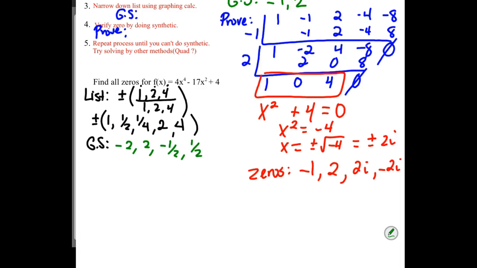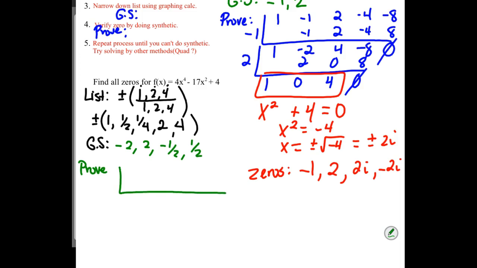If it's not on my list, I'm not even going to look for it. I'm not going to try it. Okay, that's why we make the list. It has to be on there to try it. Now we go to prove it. We have 4 zeros that we're looking for, and we saw 4 on our calculator. So we might be able to just synthetically do all of these.